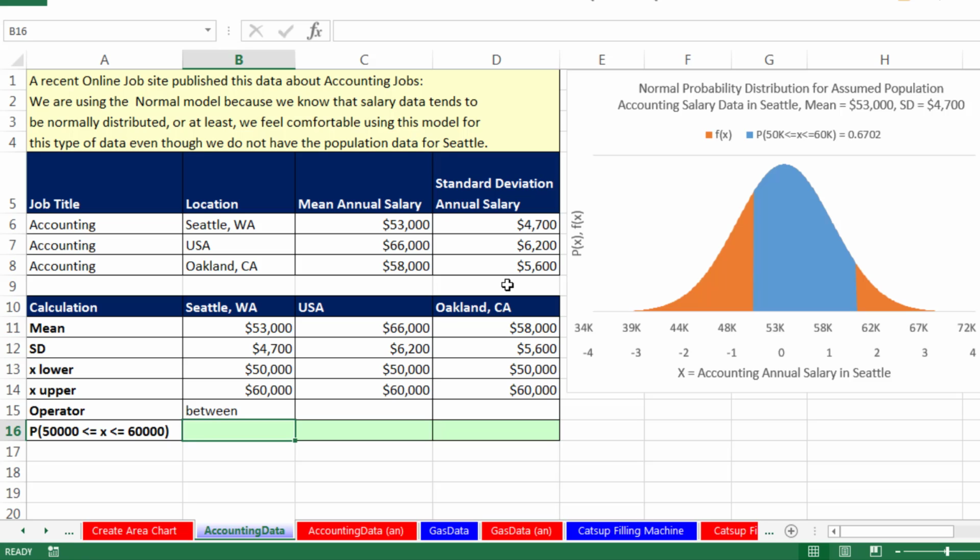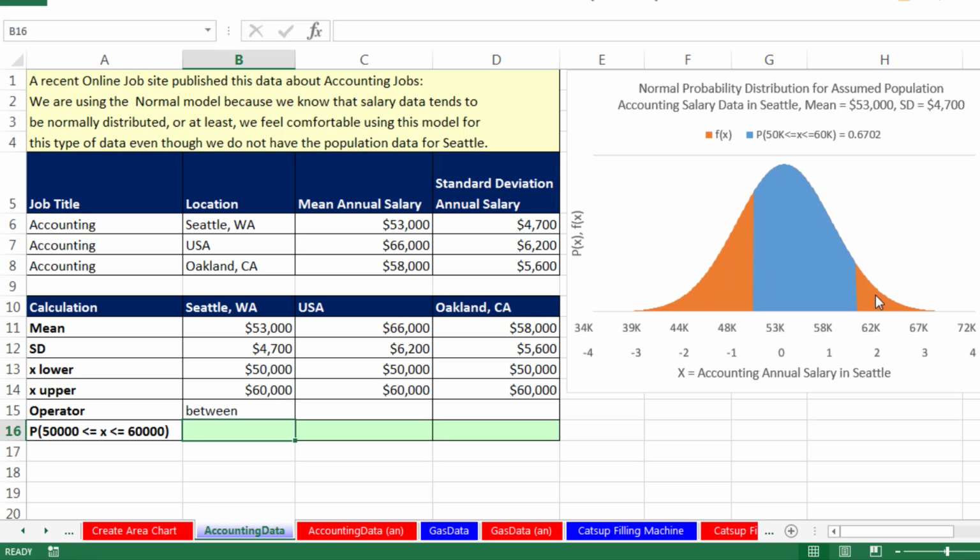And so we want to ask the question, hey, if we are trying to find a job between 50 and 60,000 in Seattle, in USA in general, and in Oakland, California, what's the probability that we could find a job in any one of these places between $50,000 and $60,000? So we're going to start by building a formula down here. Notice we can use the NORM.DIST. We know the mean, the standard deviation, and the lower and the upper.